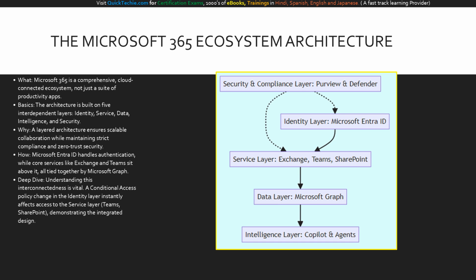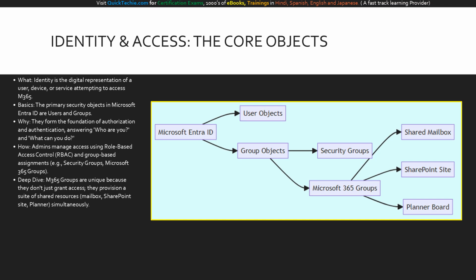Now, look at the dotted lines from the security and compliance layer. It doesn't just sit in one place. It wraps around and governs both the identity and service layers, ensuring that data is protected at rest and in transit.